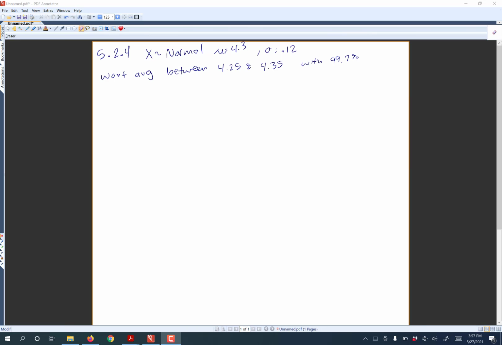This is 5.2.4. We're told that X, or our metal plates, are normally distributed. They have a mean of 4.3, a standard deviation of 0.12. And it's talking about stacking these plates on top of each other. And then it asks, what's the smallest number of metal plates required in order for their average thickness to be between 4.25 and 4.35 with a probability of at least 99.7%?